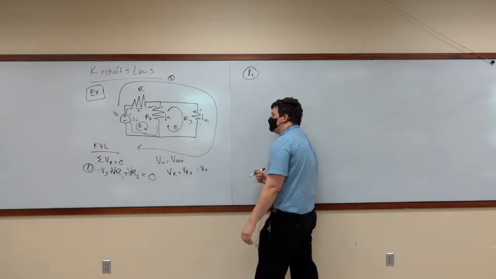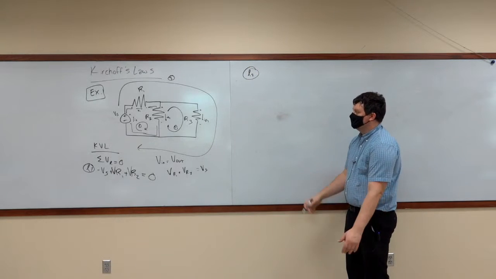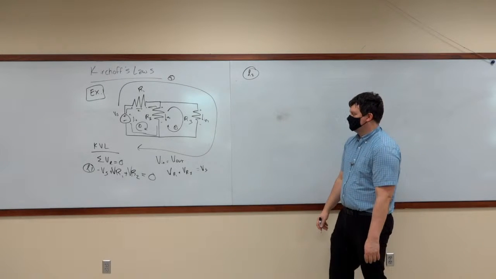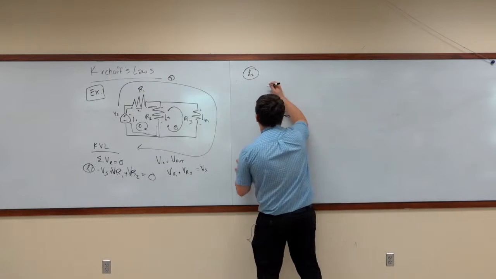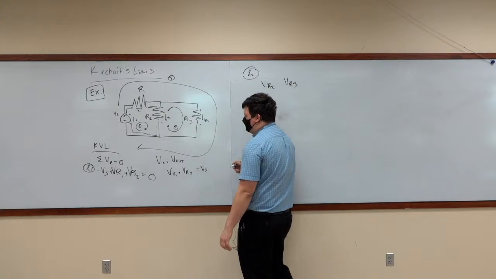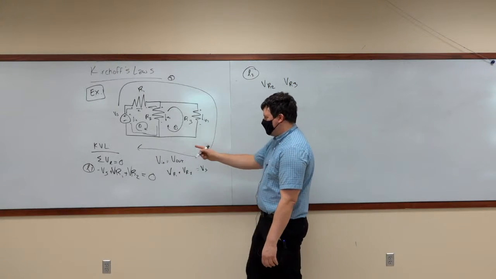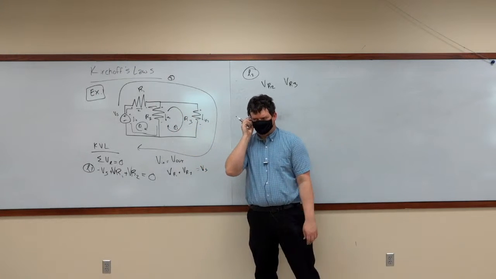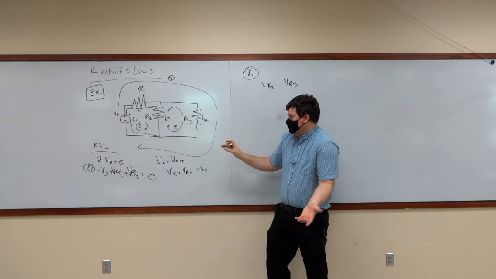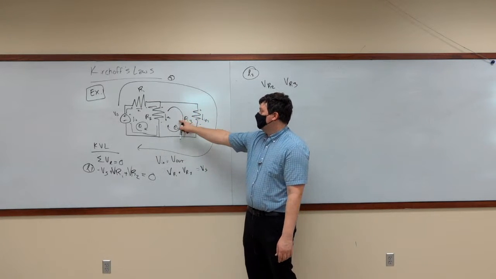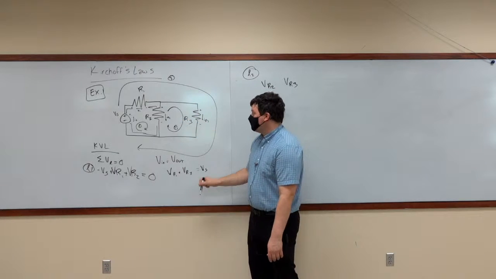So in loop 2, what components do we have? So we've got VR2 and VR3. Now, we don't have a battery in this loop. There is no battery in this loop at all. We do have a current, yes.